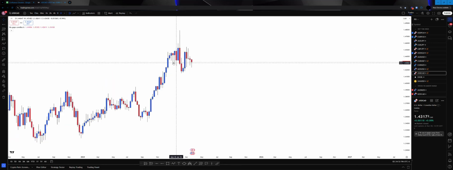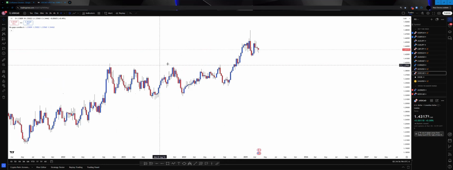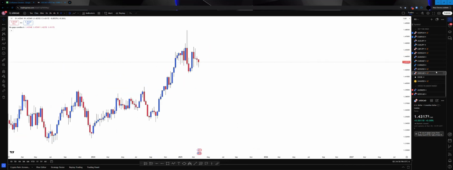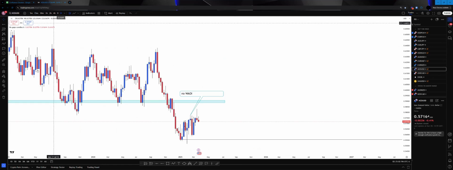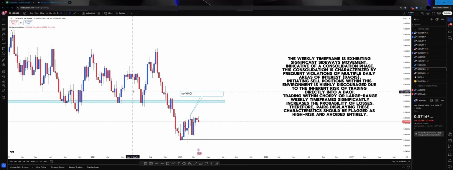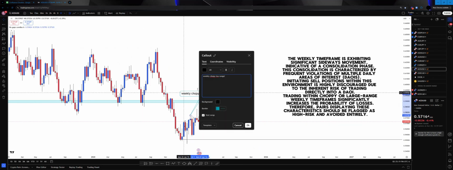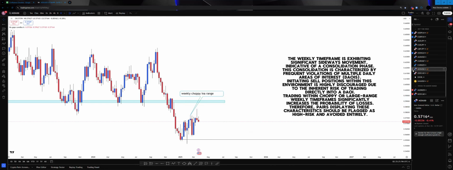USD CAD on the weekly, we are bearish. Weekly is just not at an area of interest, so we're just not interested. NZD USD weekly basically being super choppy. When the weekly is like this, we're just not going to be interested in it. Basically, it's choppy and it's in a range. So we're just going to wait for this basically to break out of that as well.